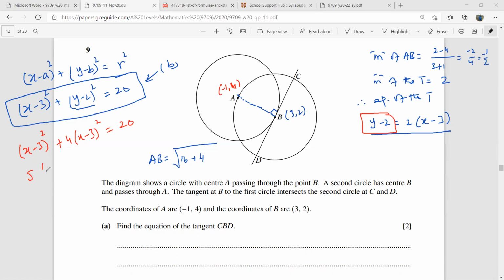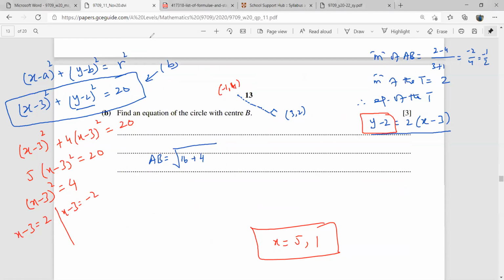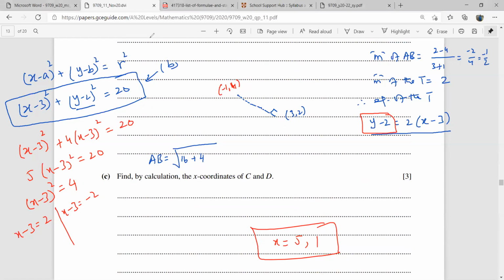This gives me 5 into x minus 3 whole square, that is equal to 20. This is x minus 3 whole square, that is equal to 4. And x minus 3 is equal to either 2 or minus 2. So your x is 5 or 1. These are the two values, the x coordinates of these 2 points, 5 and 1. He was only asking, let me confirm that, he was only asking for the x coordinates.